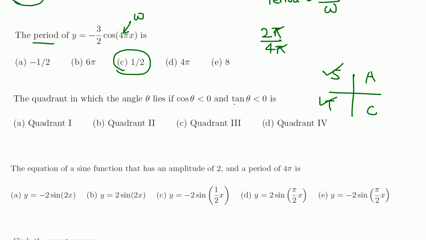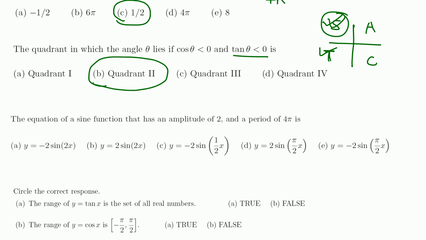At the same time we want tangent to be negative, but in the third quadrant tangent is positive, so this is the quadrant, the second quadrant. In the second quadrant, cosine is negative as well as tangent is negative. If you look at A, S, T, C, in the second quadrant only sine is positive, cosine and tangent are both negative. Okay, let's move to the next question.